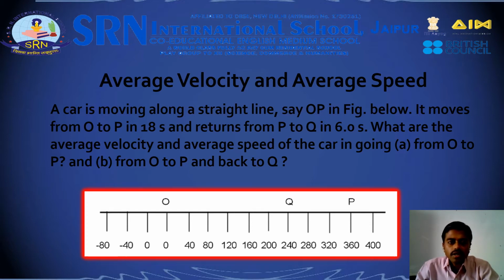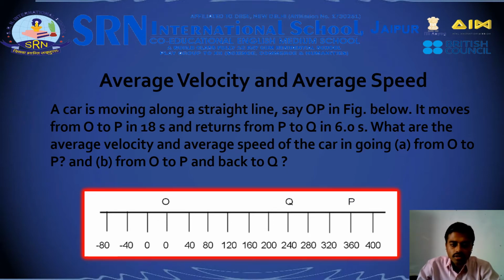To explain the concept of average speed and average velocity, we can solve a question. A question is given in the slide. A car is moving along a straight line, say OP, in the figure below. In this figure we have different locations: O, Q and P. It moves from O to P in 18 seconds. So O to P in 18 seconds means from coordinate position 0 to coordinate position 360, which is in meters. This distance is covered in 18 seconds.